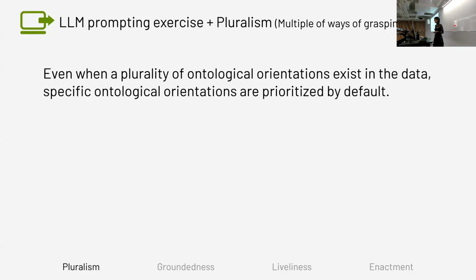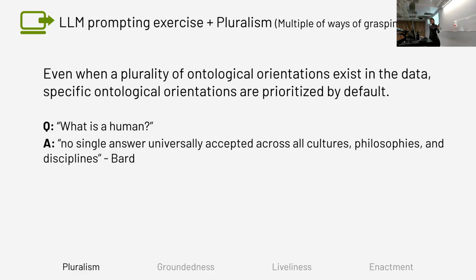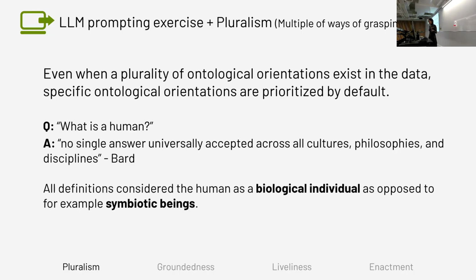In the LLM prompting exercise, we find that even when diverse ontological perspectives exist in the training data, specific ontological orientations are surfaced by default. For example, when we ask what is a human, BARD, which doesn't really exist anymore, it's been replaced by Gemini, explicitly acknowledges that there's no single answer universally accepted across all cultures, philosophies, and disciplines. And while both BARD and GPT-4 offer multiple perspectives like biological, cultural, philosophical, all of these definitions share the same underlying ontological assumption, that humans are fundamentally biological individuals.